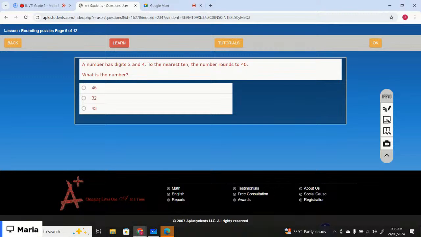A number has digits 3 and 4. To the nearest 10, the number rounds to 40. So which is the correct option? You need to round the tens digit.